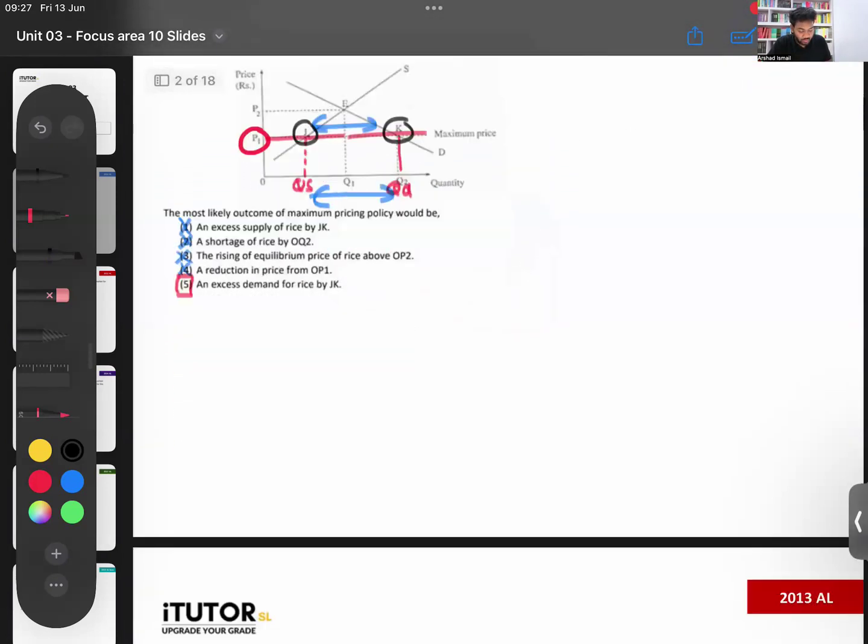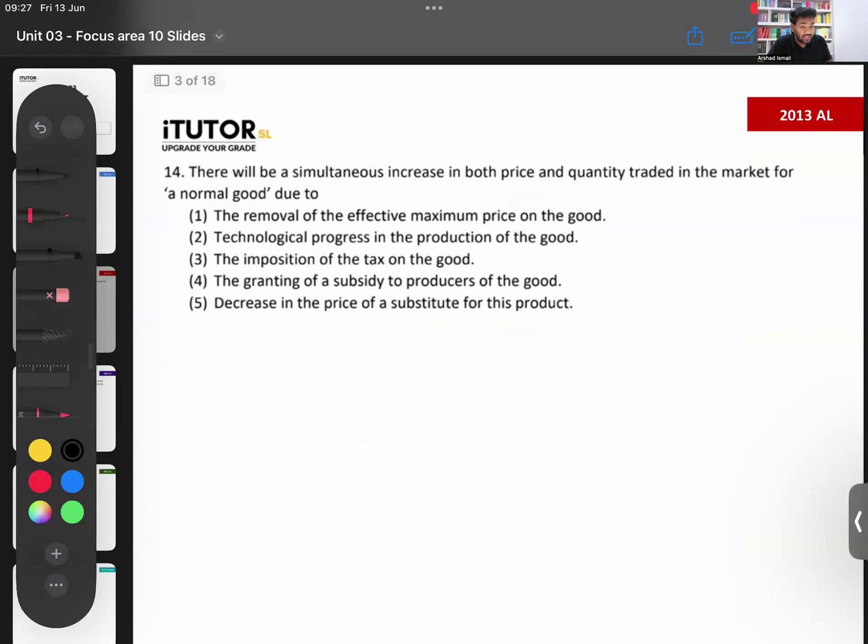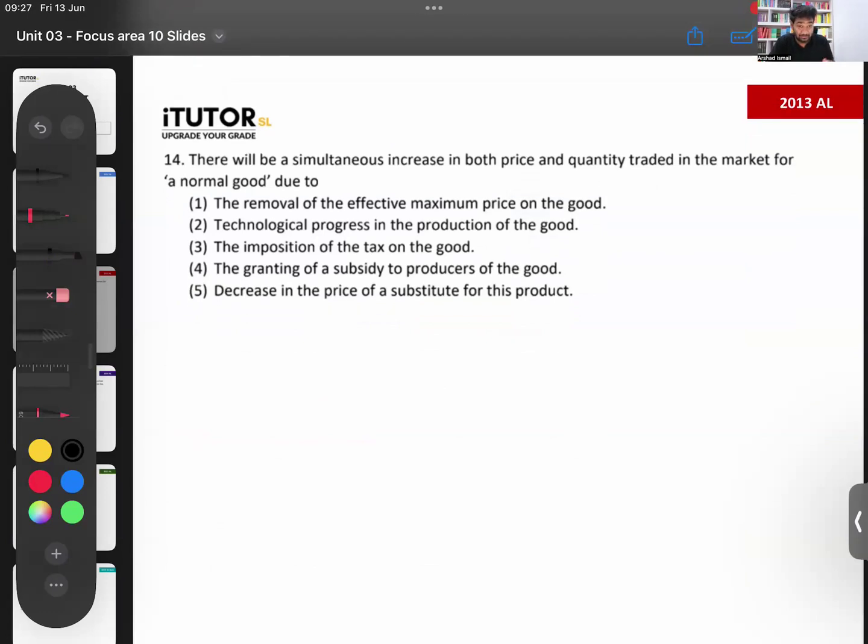Then moving into question number 14 from the 2013 A-level paper. They're saying there will be a simultaneous increase in both price and the quantity traded for a normal good due to what? When do you think the price and the quantity will both increase? So here, one by one, we'll have to go. The first one says the removal of the effective maximum price of a good. What do you think? Will the price and the quantity traded increase?